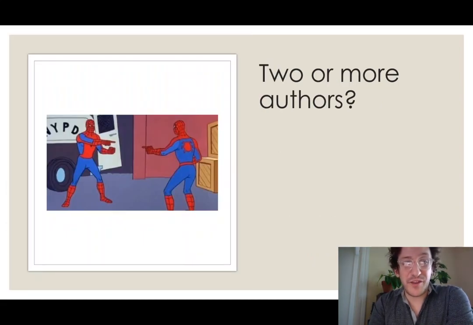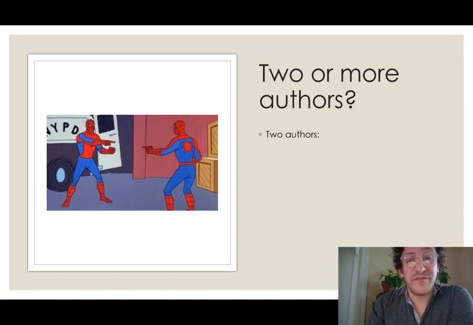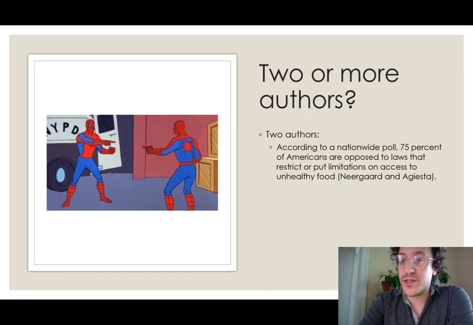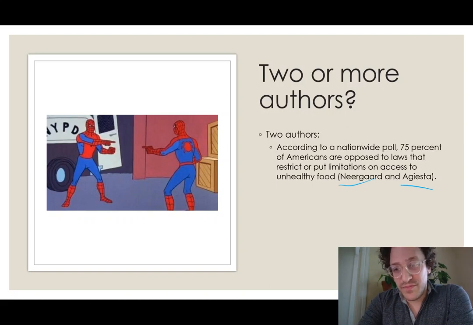All right. What if there are two or more authors? We got two Spider-Mans, right? Two Spider-Men? I don't know. Two or more authors. If there are two authors, just use their last names together, okay? According to a nationwide poll, 75% of Americans are opposed to laws that restrict or put limitations on access to unhealthy food. Oh, that's interesting. All right, according to Nergard and, I don't know if that's Agista or what, but there's two of them. They both worked on this. We put them together with the word and.